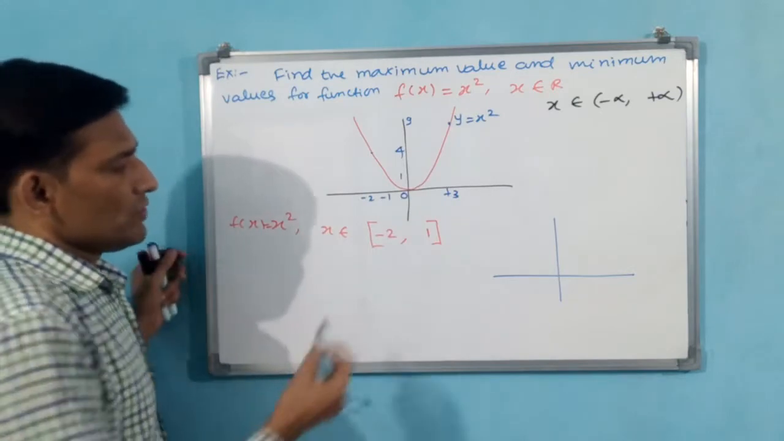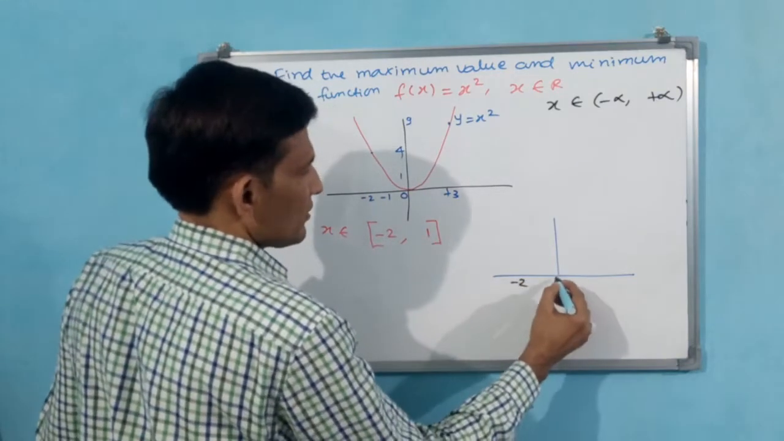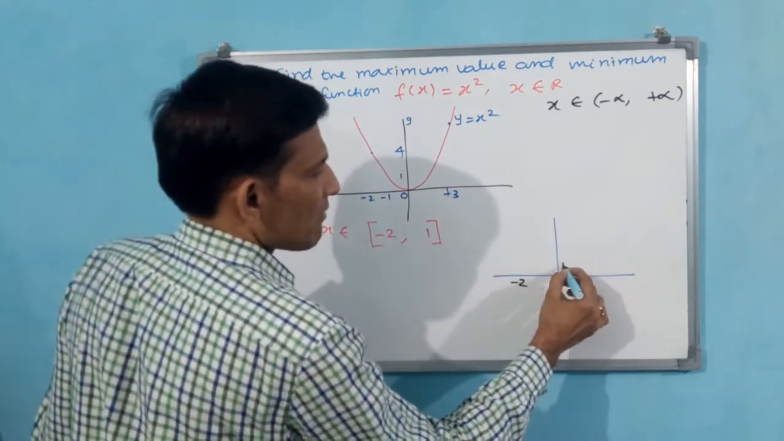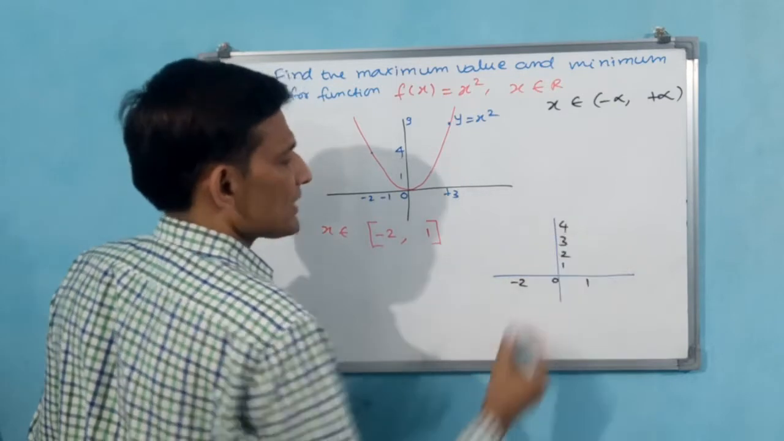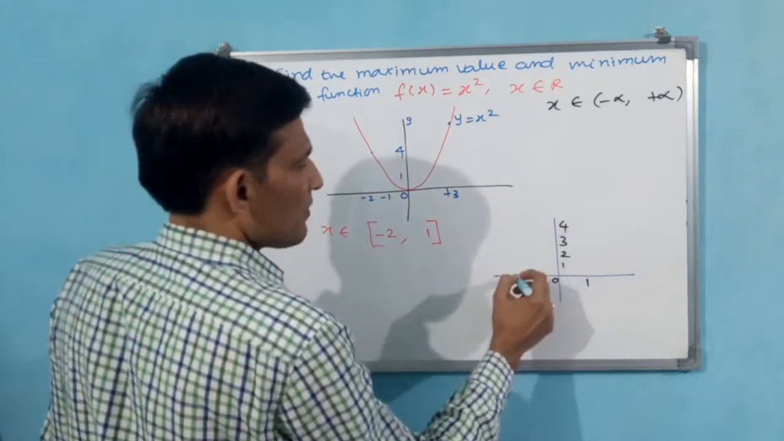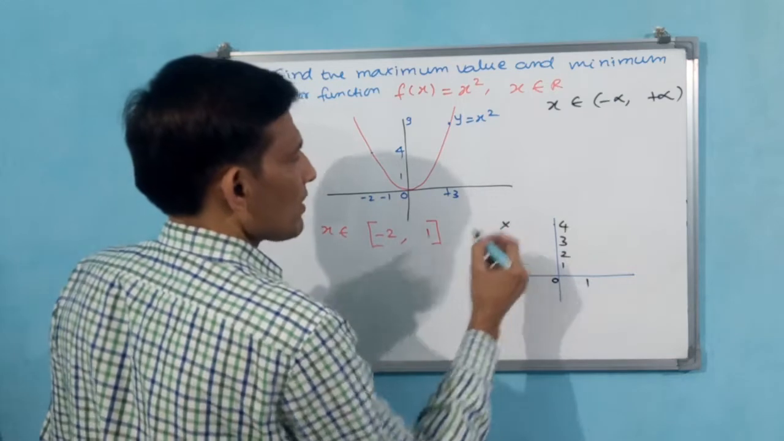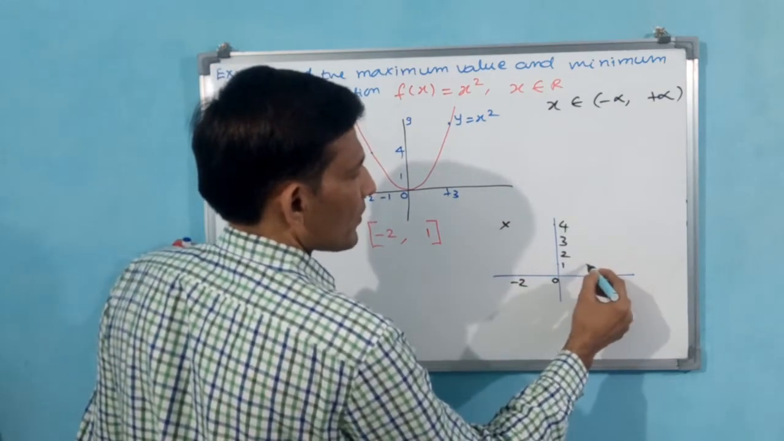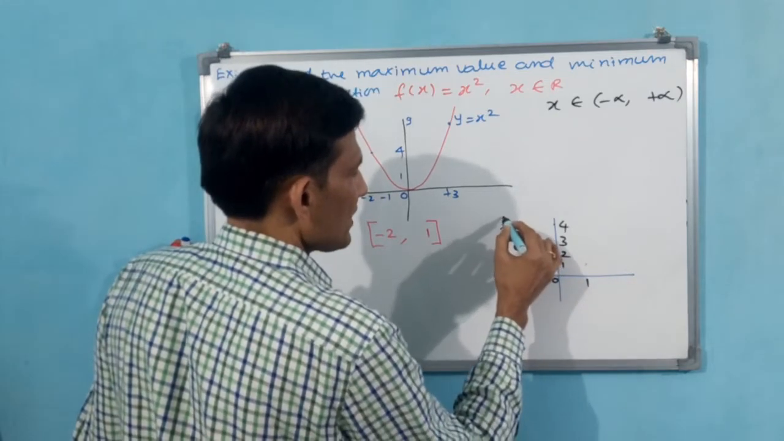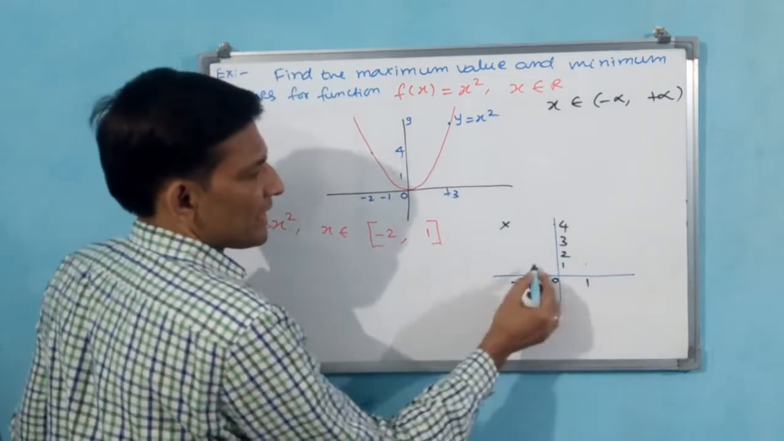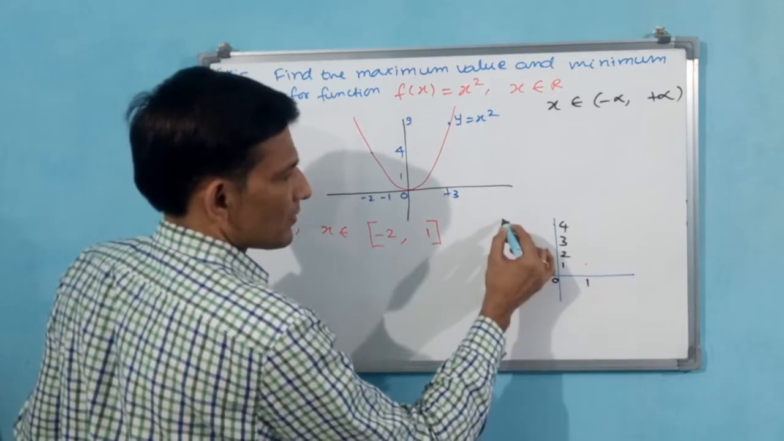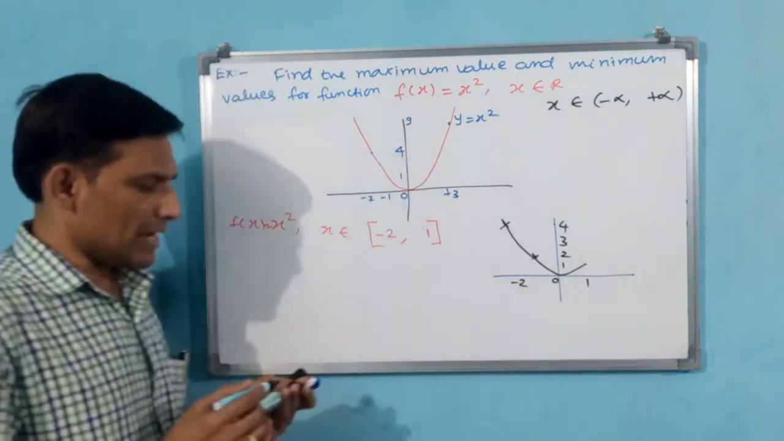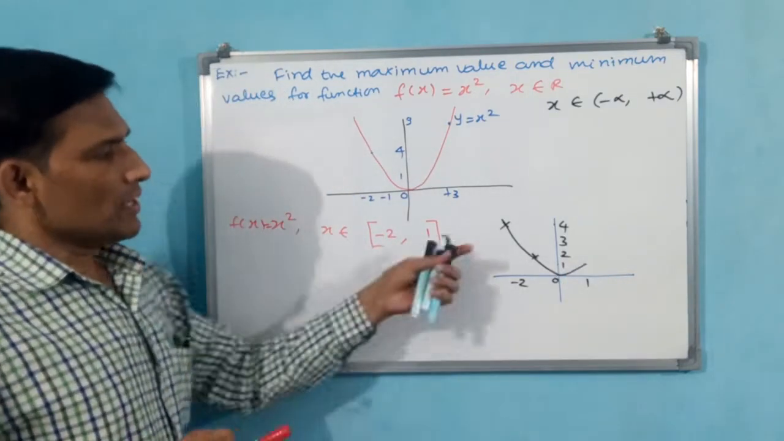You see minus 2, 0, 1. At minus 2, this value will be 4. You see here 1, 2, 3, 4, like that I have taken. At plus 1, the value will be 1. At minus 1, again 1. At 0, 0. Now you see, the graph will be like this.